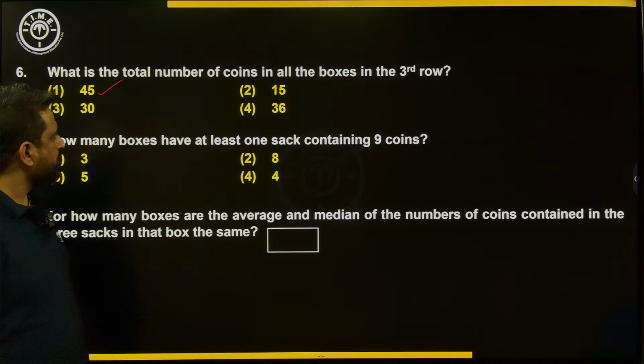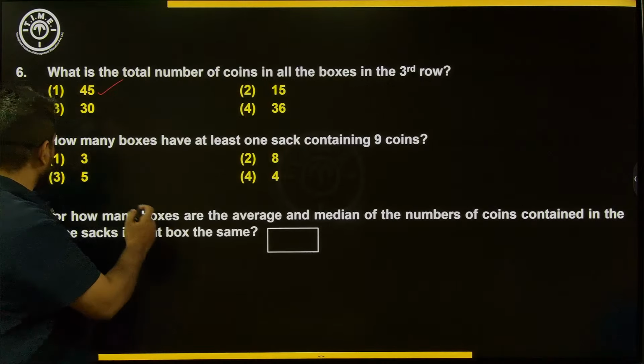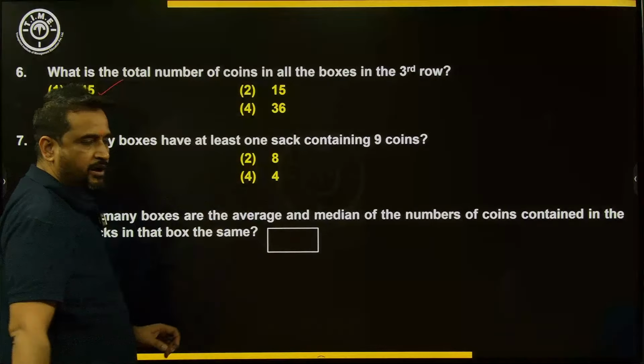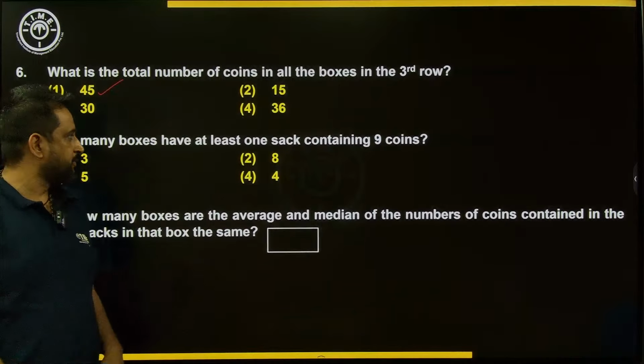How many boxes have at least one sack containing 9 coins? Here the options are: first option is 3, second is 8, third is 4, fourth is 4. It means we have a specific answer. There is no chance for multiple arrangements as of now.